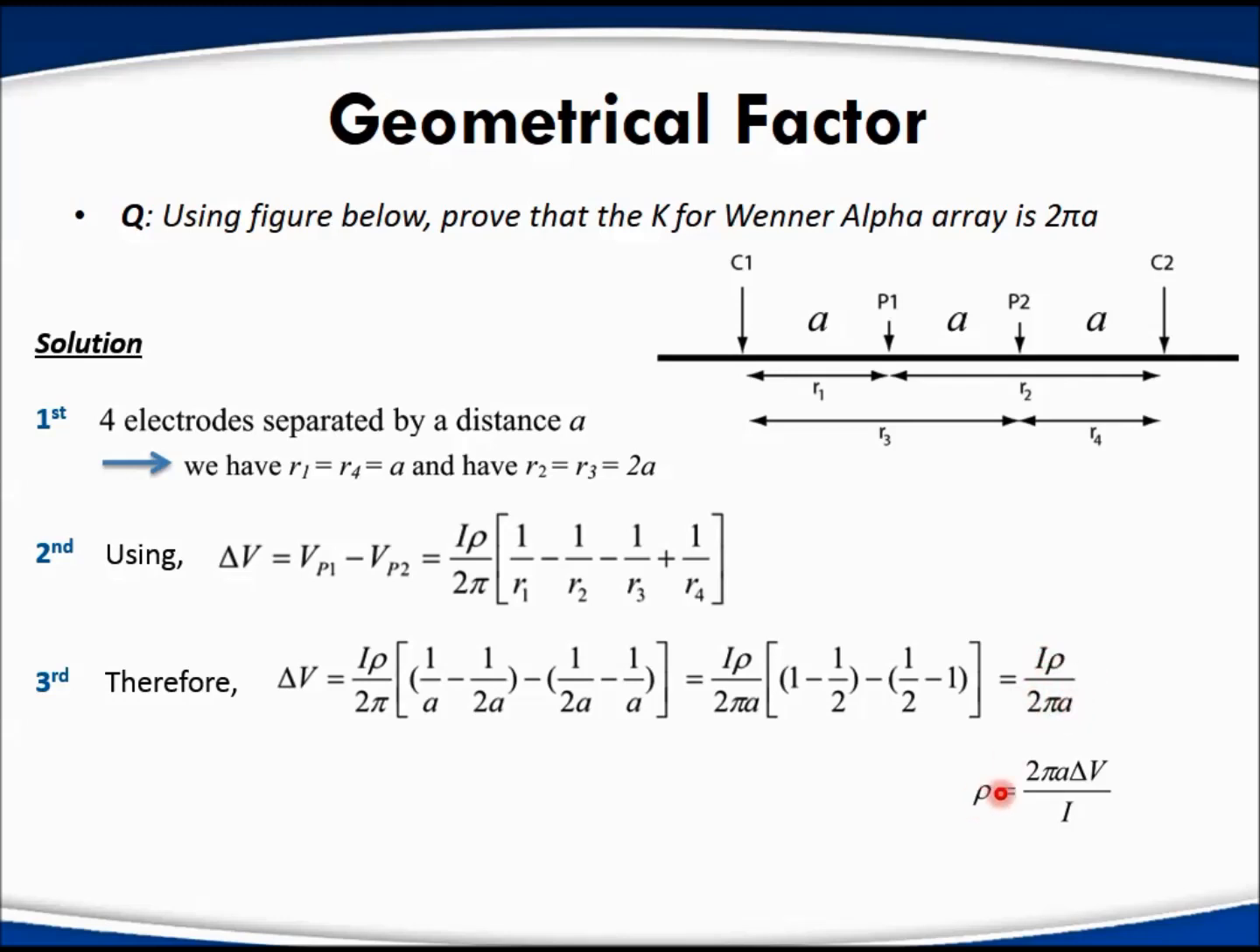And since we know that rho is equal to 2 pi A delta V over I, and using the simplified formula, we can say that the geometrical factor of the Wenner alpha array is 2 pi A.